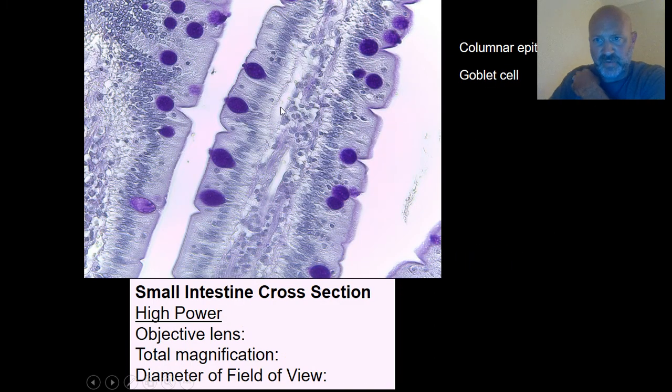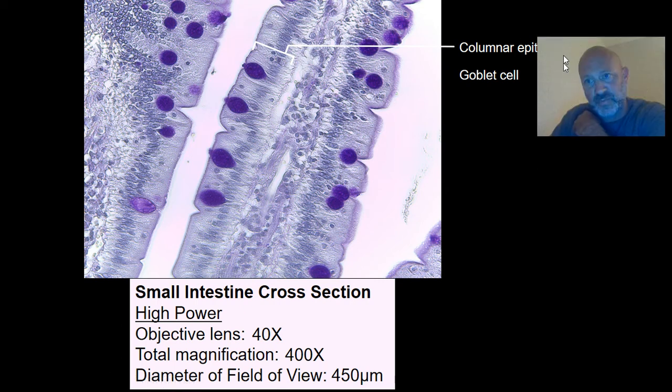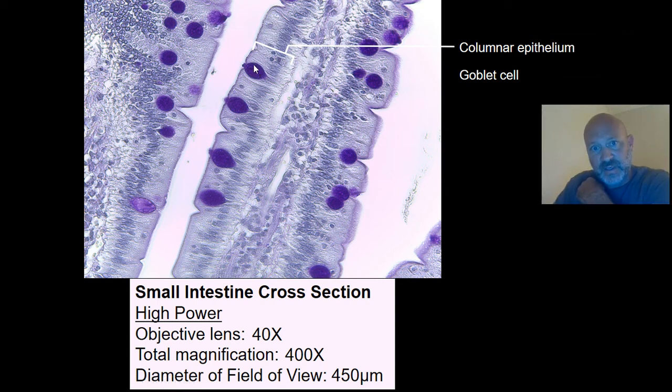If we were to zoom in, now we could see, this is high power view. These are where the columnar epithelial cells are. Let me move my picture out of the way. And these that I told you before usually dye purple. Those are the cells that are making mucus. Those are the goblet cells, all right? So this is the drawing that you're going to be doing, and this is the high power view.